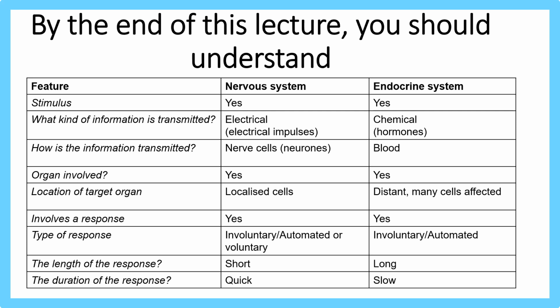In the endocrine system, the information is transmitted chemically as hormones, and the hormones are released into the blood. It mainly targets cells that are distant, so many cells are affected, and it's more automated. For example, if the glucose or sugar level is low or high, the necessary hormone is released. The length of the response is long, and the duration of the response is slow.